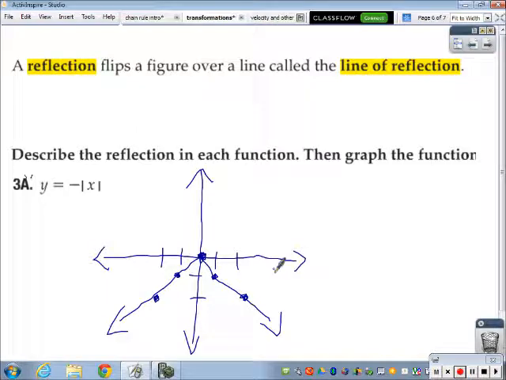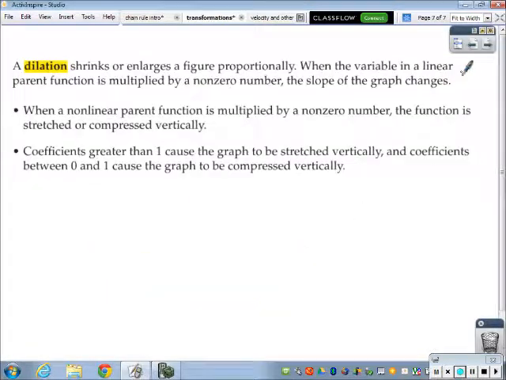This is really messy. All right, the last transformation is a dilation. So a dilation shrinks or enlarges a figure proportionally. That's something you should know from geometry. When the variable in a linear parent function is multiplied by a non-zero number, the slope of the graph changes. So this is the A's place in the absolute value functions we learned about in our booklet. So when a nonlinear parent function is multiplied by a non-zero number, the function is stretched or compressed vertically.